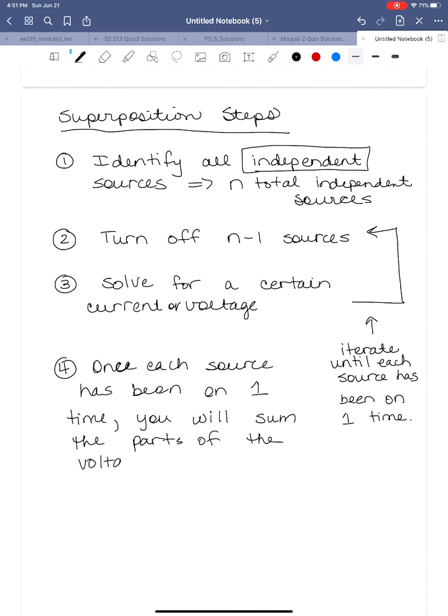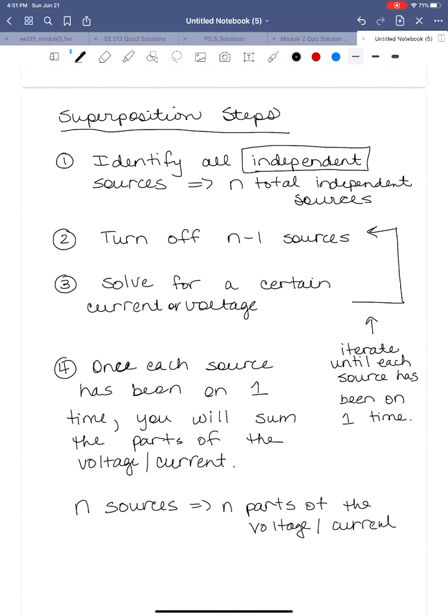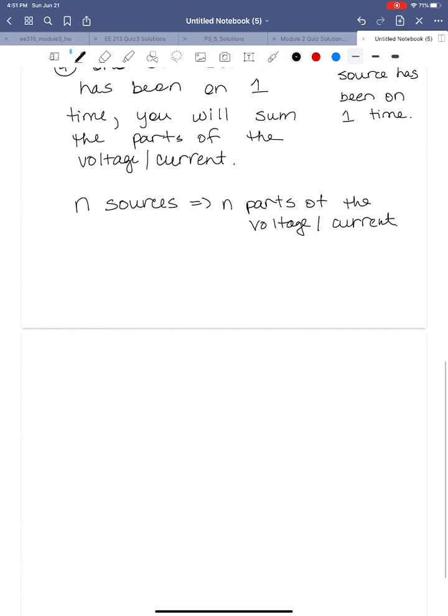And this may seem hard to understand right at first, but I think when we do our first example, this should all come together. Okay, so if we have n independent sources, then we're going to solve n parts of the voltage or current. So we have to turn off these sources. Let's talk about how we do that.